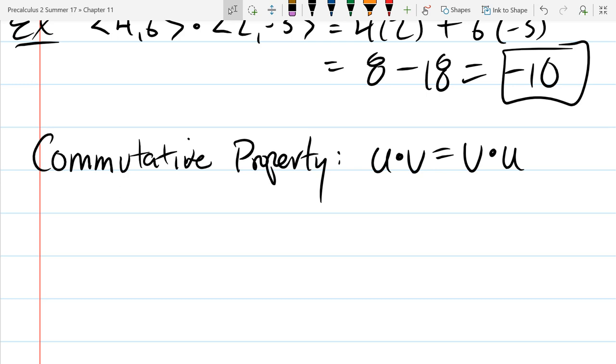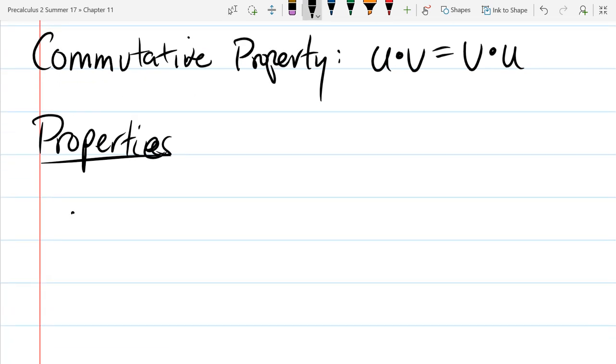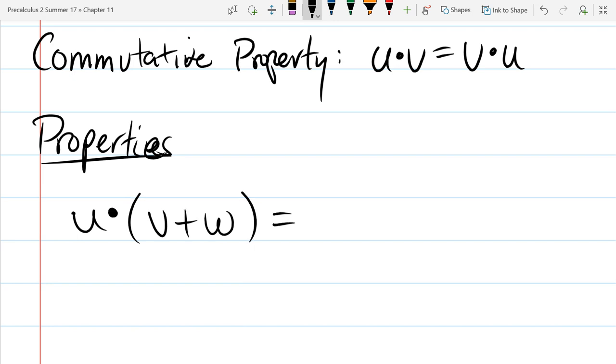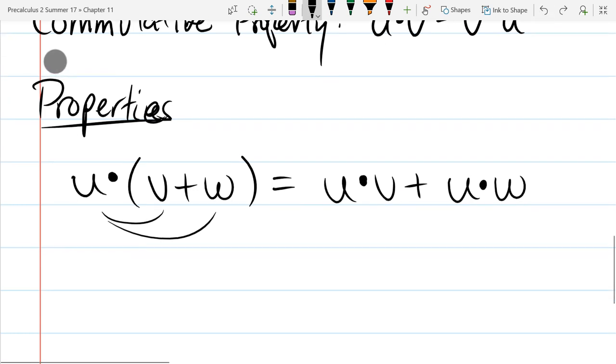So why in the world do we call it the product? So what does it take to make something a product? Basically, it distributes across addition. So here are some more properties. So we just looked at the commutative property. So I just talked about the product distributing across addition. So the way this product works is it's going to distribute. So u dot product with v plus w, you're going to distribute your u. Just like you would before. The only difference is there's dot happening. So if this was just with numbers, it would look just like this. But we're putting a dot in between everything. So this is what the distributive property looks like with dot products.